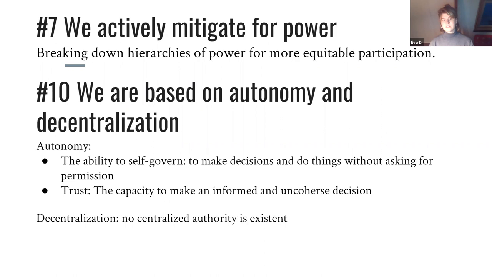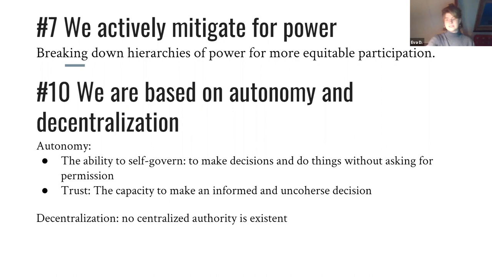And what does autonomy then mean? It means that you have the ability to self-govern and to make decisions and do things without asking permission. So that means that not every small circle needs to go to the CC, for example, to ask for permission, but that you can also just do certain things. So it works with trust, and it also makes sure that with decentralization, no centralized authority exists.